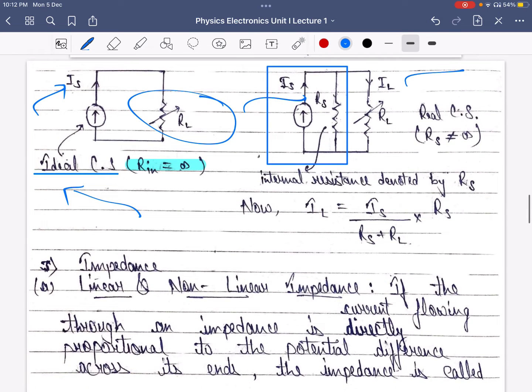Now, ideal current is passing through the load resistance RL. We can find IL through this formula.